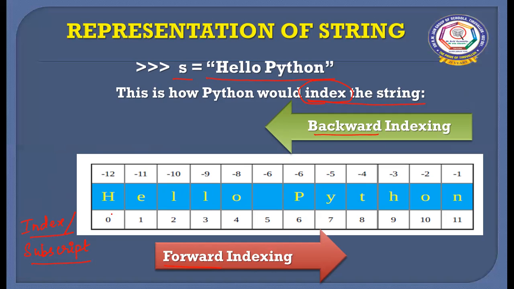In forward indexing, the first character always starts with an index of 0, and the last character has the index of the length of the string minus 1. Each index number is incremented by plus 1. In the same way, in backward indexing, the last character in your string is represented as minus 1, and it proceeds backwards till the first character of your string. Backward indexing starts at minus 1 with an incrementing value of minus 1, whereas in forward indexing, the incrementing value is plus 1.